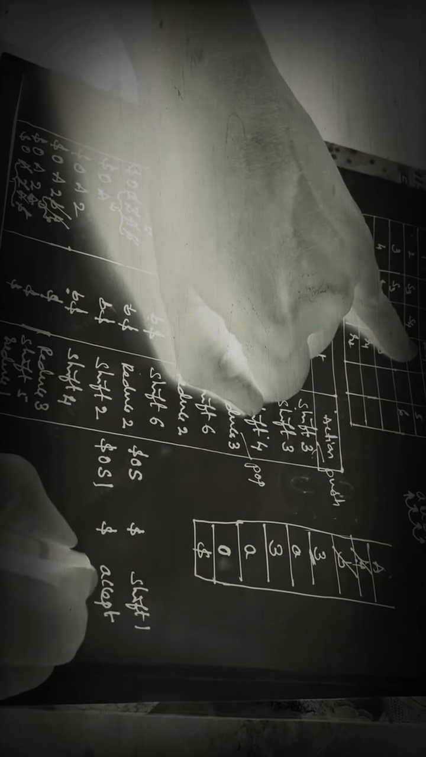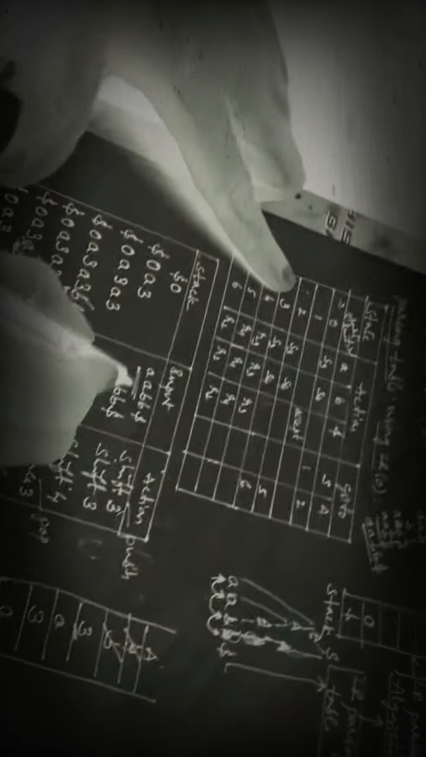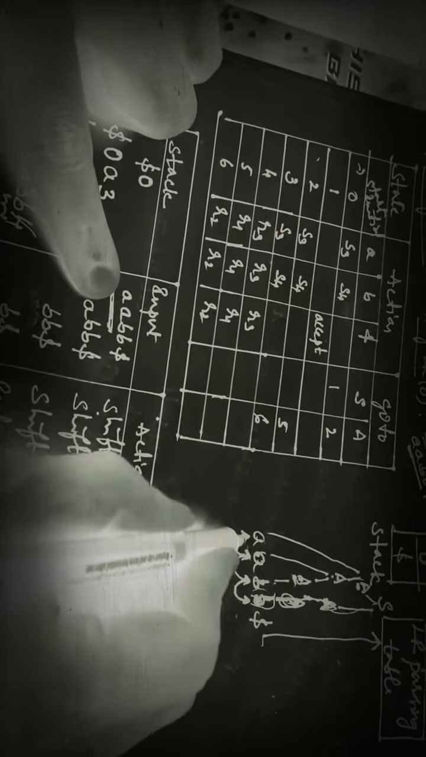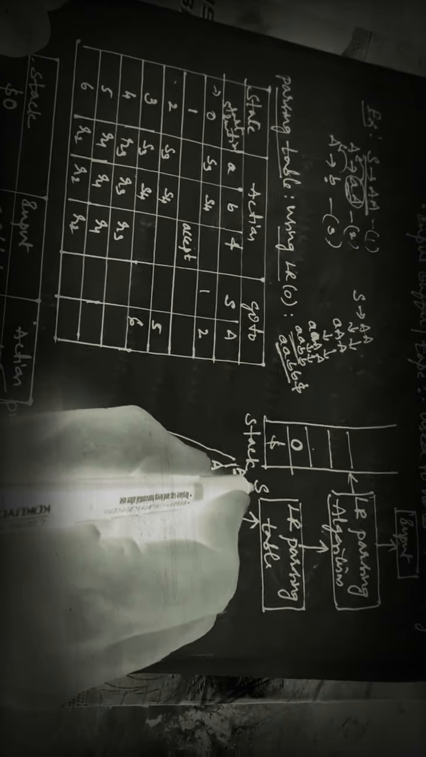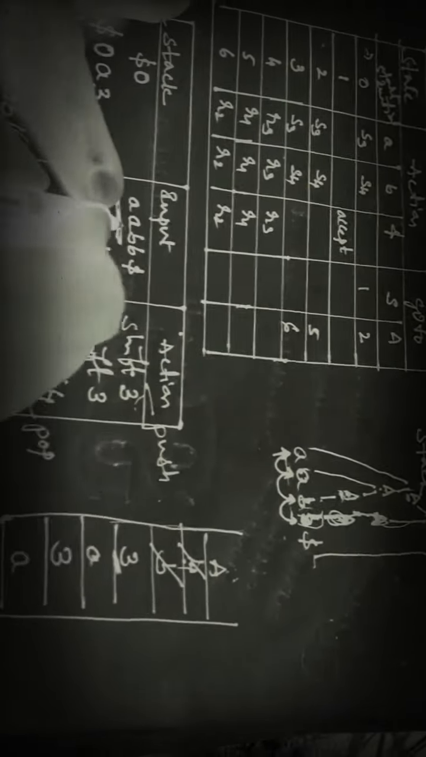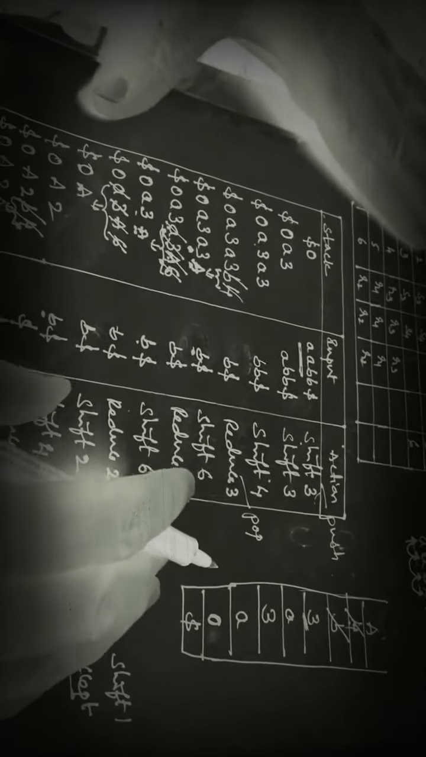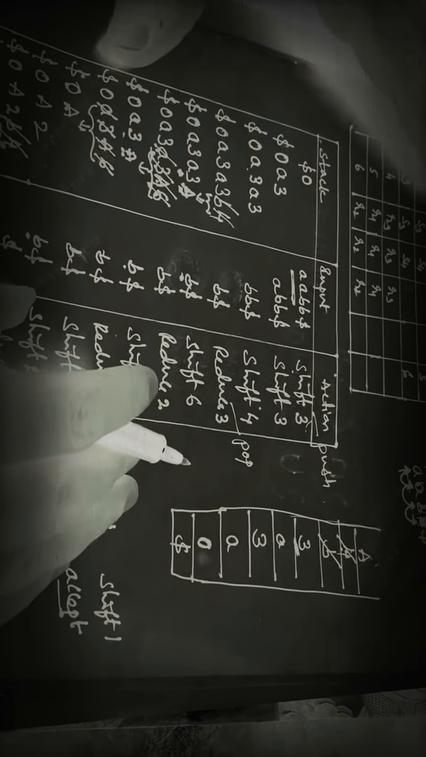Okay. Once you reach the accept, it means that the string has been accepted. The string being accepted means from this leaf node you have reached the start symbol S. If you have not reached the start symbol S, it means that the string has been rejected. So this is how we write the moves for the given string using the LR(0) parsing table.